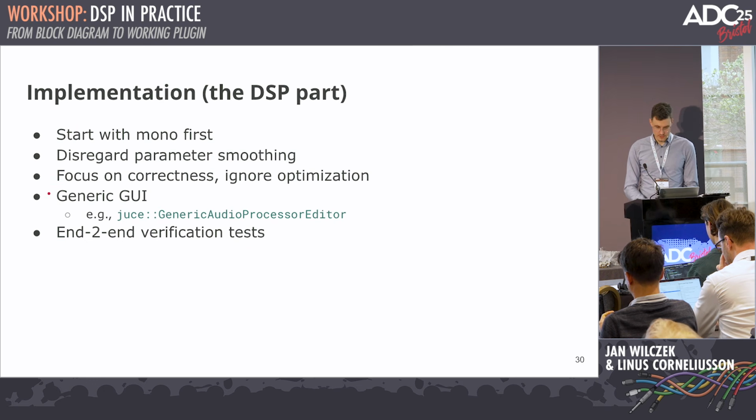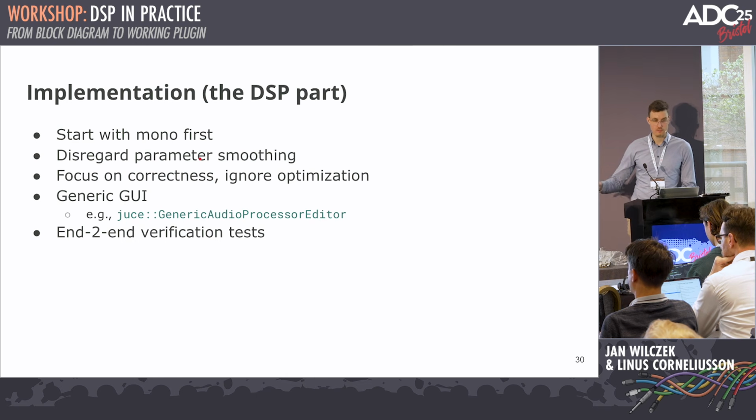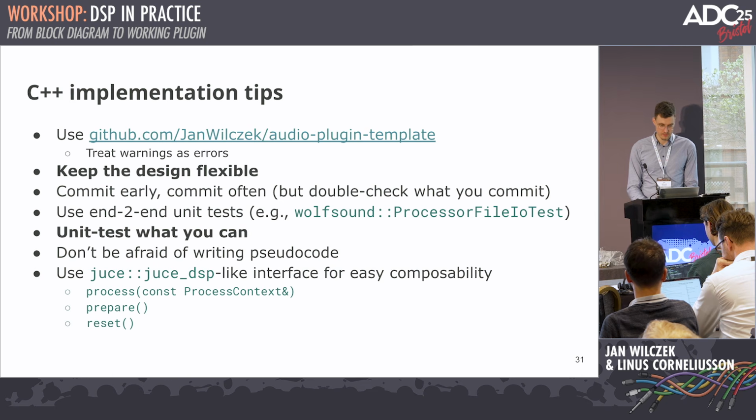And for the GUI, just use this generic audio processor editor and use these end-to-end verification tests so that you can compare your C++ output to the Python output. And then you can also do these null tests, right, when you subtract the two signals, C++ signal and Python signal, and you verify that the output is 0.